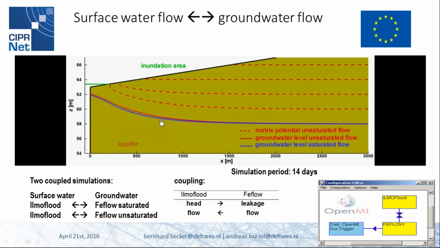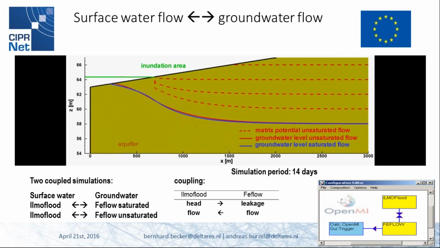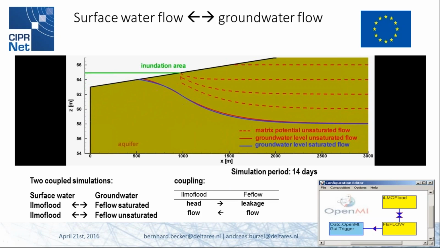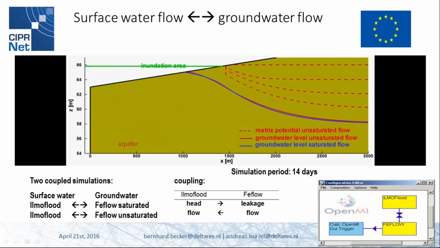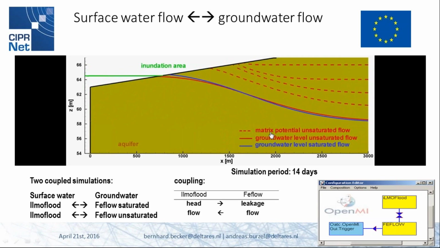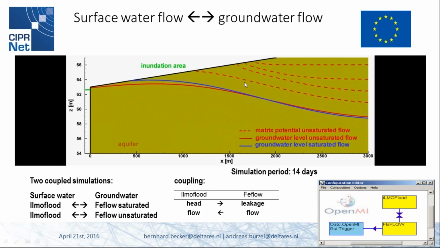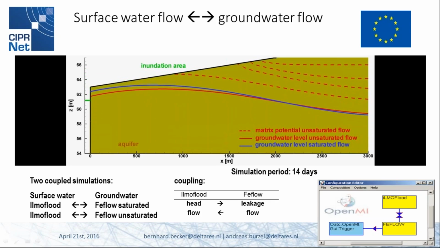In fact, you see 2 model results. The blue one assumes saturated flow only, and the red result represents simulation results from variably saturated flow. So this example has been designed for comparison.